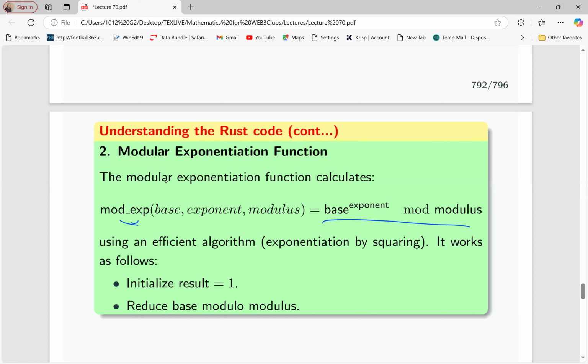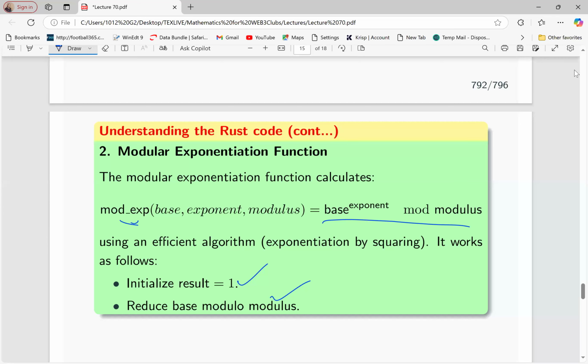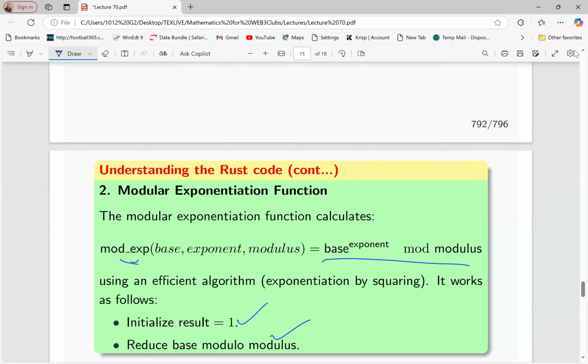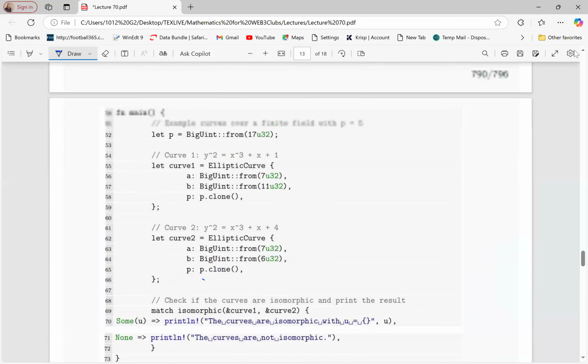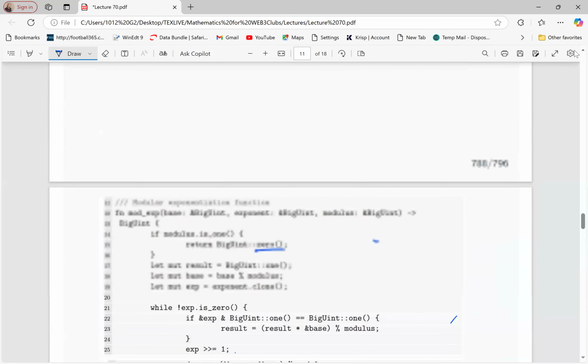And we say that initially the result is taken to be 1, but of course this will be mutable. And then the base is supposed to be reduced modulus. So let me just take you back so that you understand what I'm talking about. This is that function, the mod exponent function.